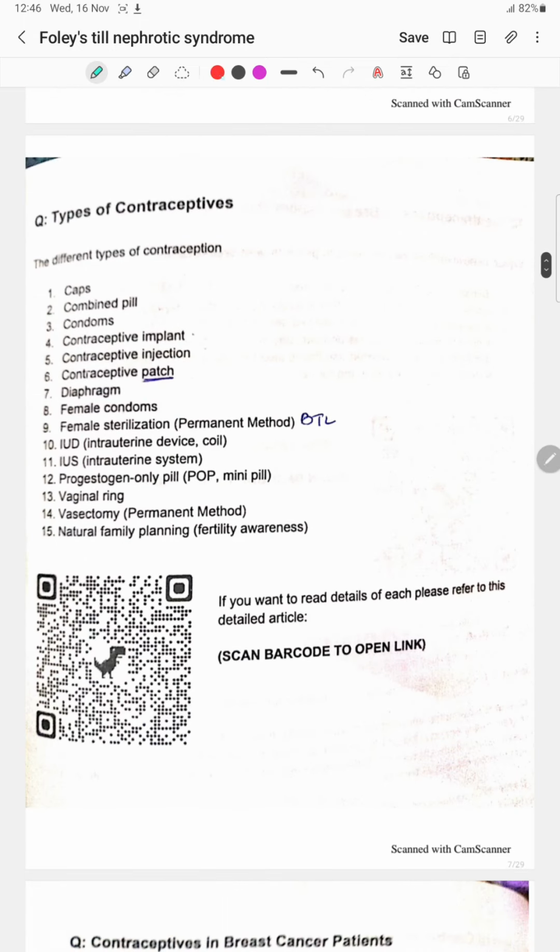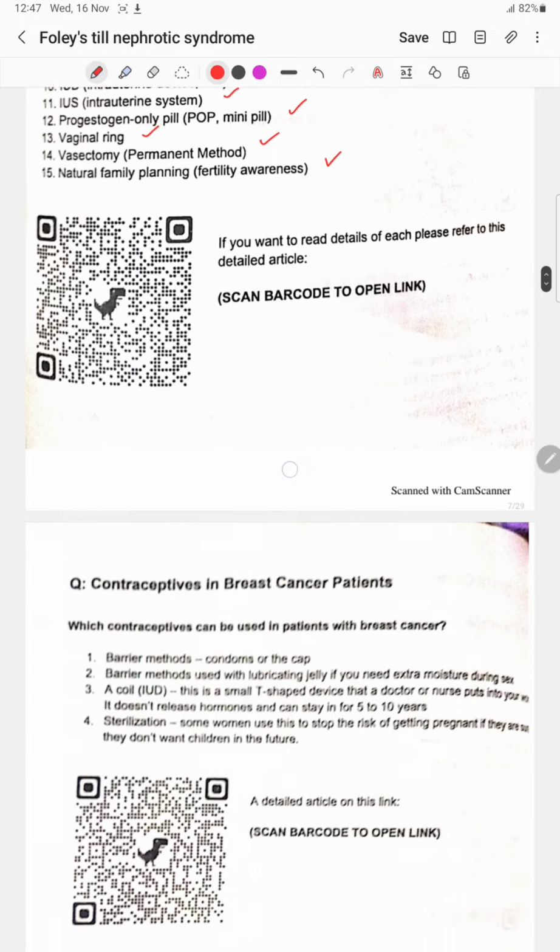Now, moving to the next topic, the types of contraceptives. The different types of contraceptives include caps, combined pills, condoms, contraceptive implants, contraceptive injections, contraceptive patch, diaphragm, female condoms, female sterilization, which is a permanent method known as BTL, and IUD, intrauterine device, coil, IUS, intrauterine system, and the progesterone only pill, mini pill, vaginal ring, and vasectomy, a permanent method, and natural family planning, and fertility awareness.